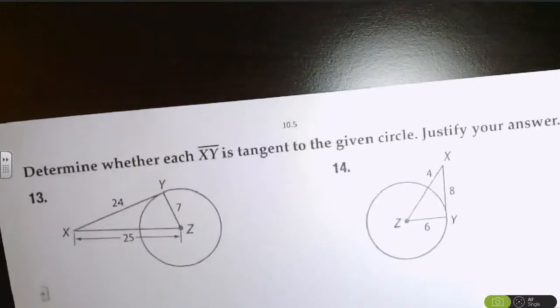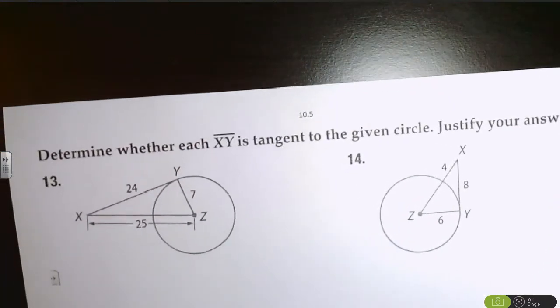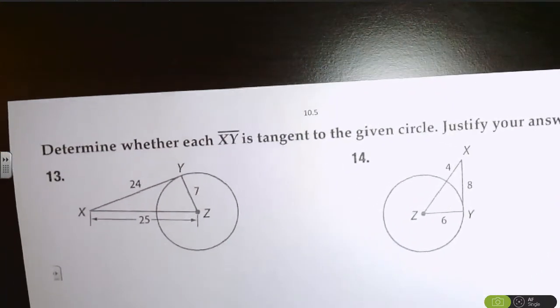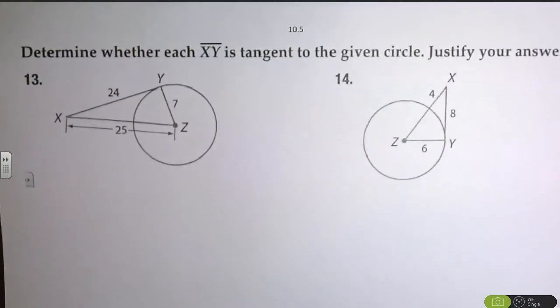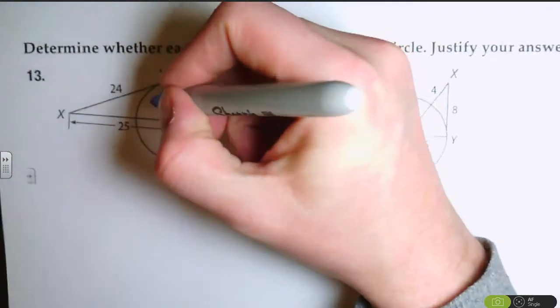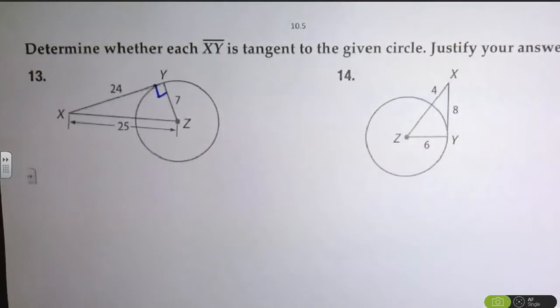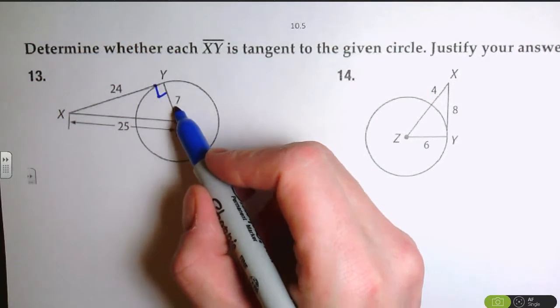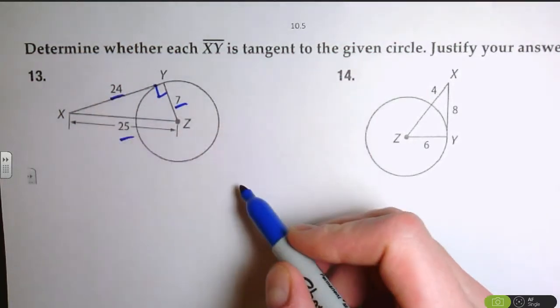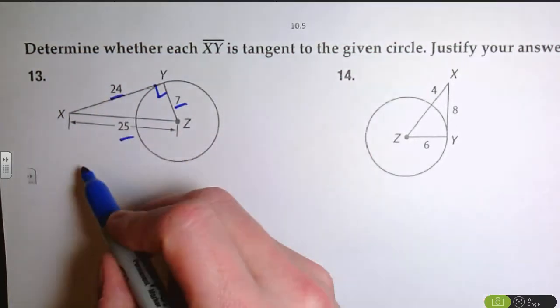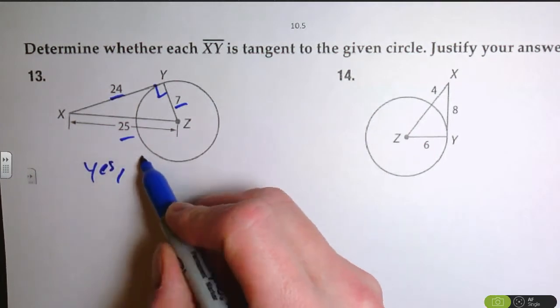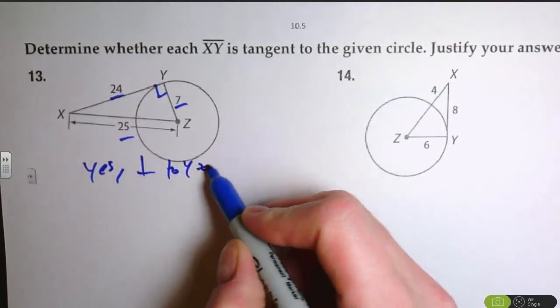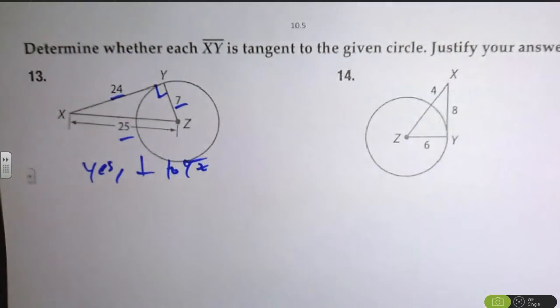All right, next example of something we went over in class. Determining whether or not these circles are tangent, and then justify your answer. 13 is actually pretty easy to justify quickly. This is a right angle. It's perpendicular to it, meaning it is tangent. But the reason I know it's so quickly a right angle is this is a Pythagorean triple, 7, 24, 25. So yes, perpendicular to YZ. I know that because it's a right triangle.